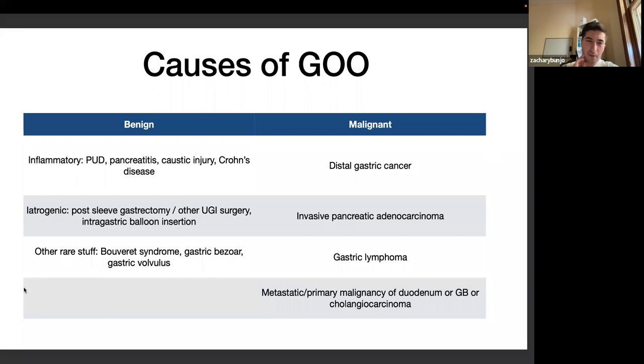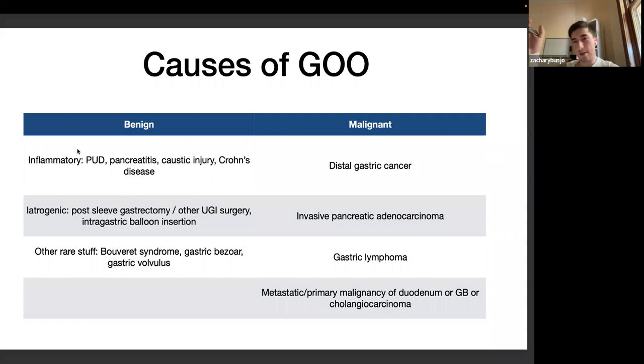And then you've got other pretty rare conditions. Bouveret syndrome is when you have a gallstone that impacts the distal duodenum. Bezoars are where hair and other foreign matter accumulate in a ball. But again, that's pretty rare stuff that you're not going to really focus on; the top inflammatory conditions are the focus here.